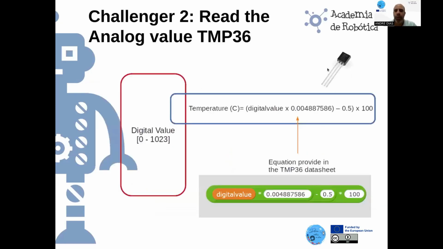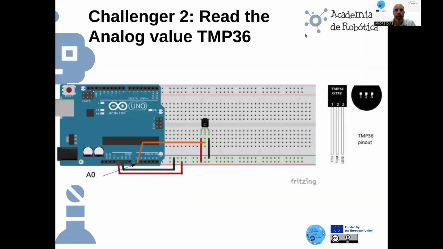And also, the datasheet provides us this equation that says that the value that you're going to receive, multiplied with this constant, minus 0.5, multiplied by 100, is going to be the equation that allows us to have the output in degrees Celsius. So the digital value that you're going to have, you need to convert by doing this equation in mBlock in order to, in the end, have an output that is equal to the temperature in degrees Celsius.